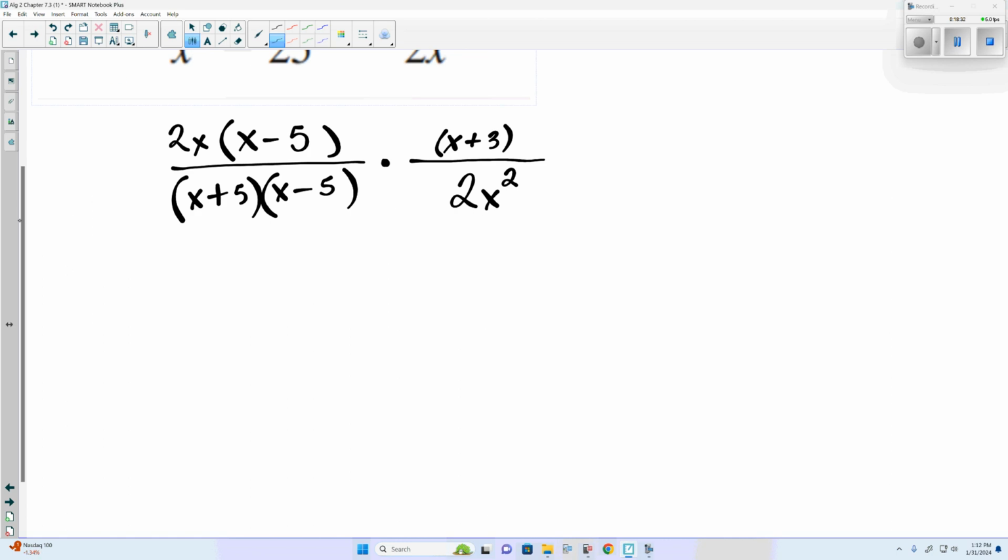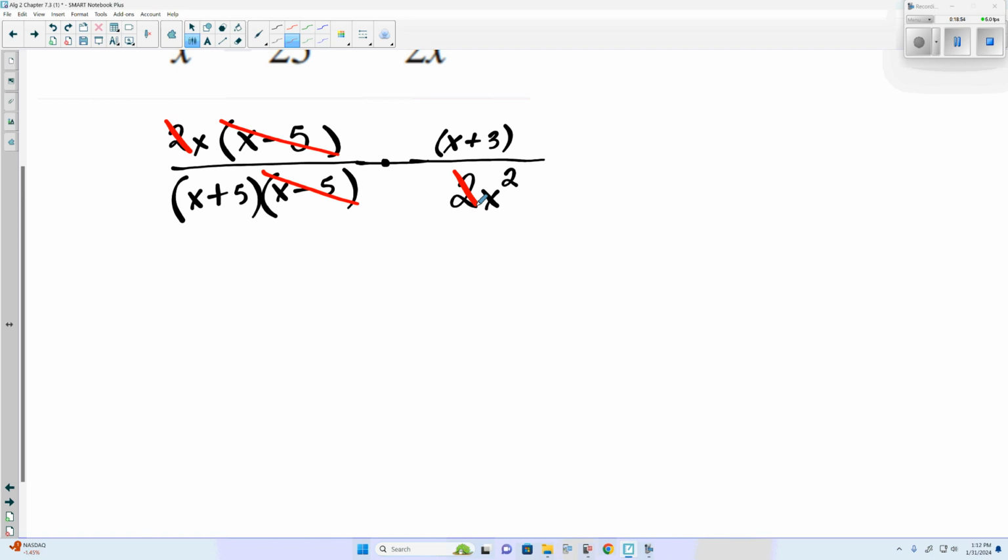Questions on this here? So we can put these together. And what simplifies? x minus 5. That's 2x. Not 2x, because it's not squared. It's 2. The 2 and 2 will cancel out.